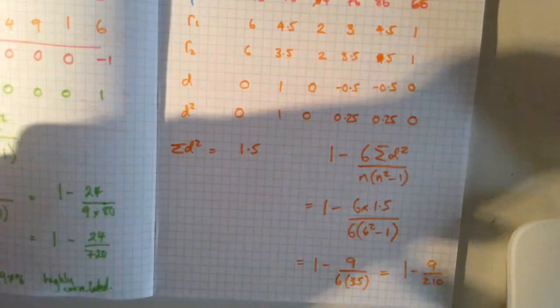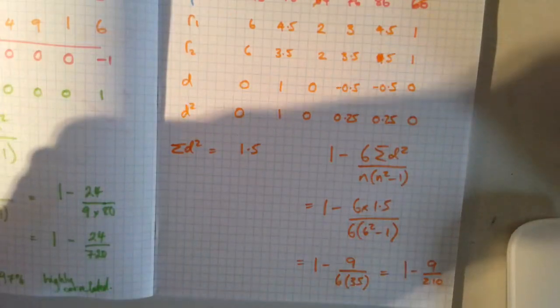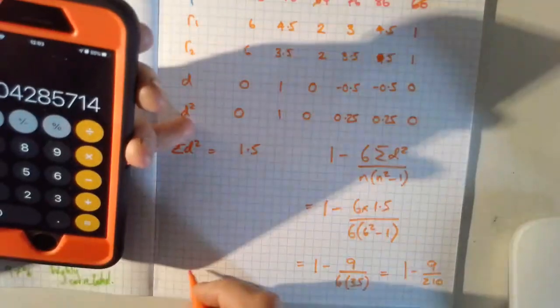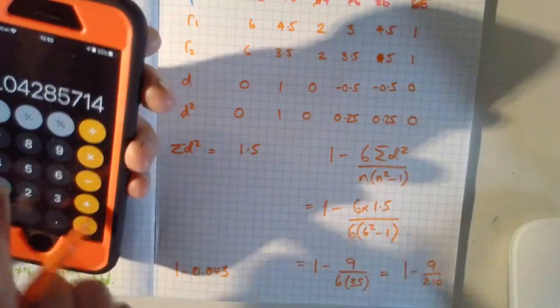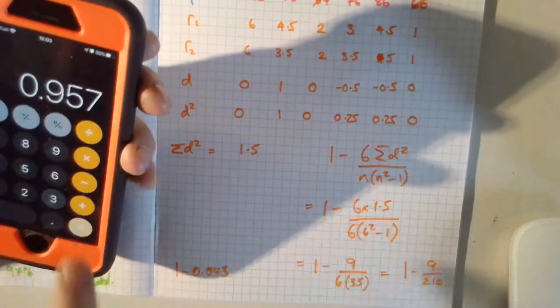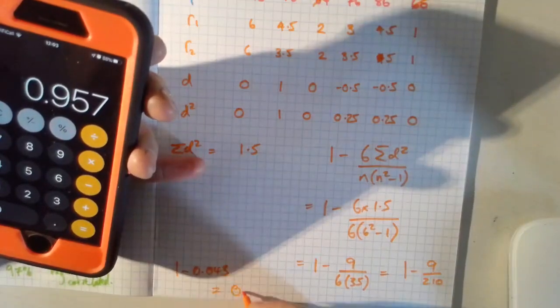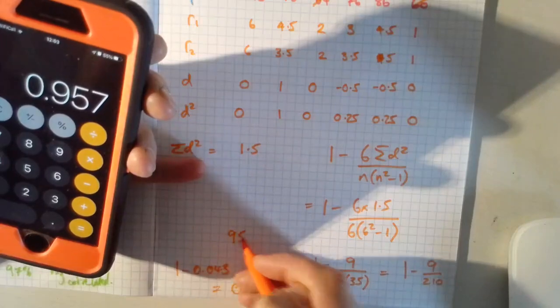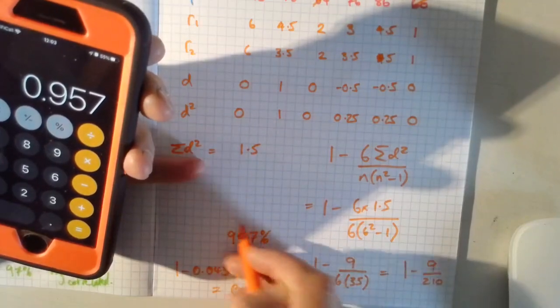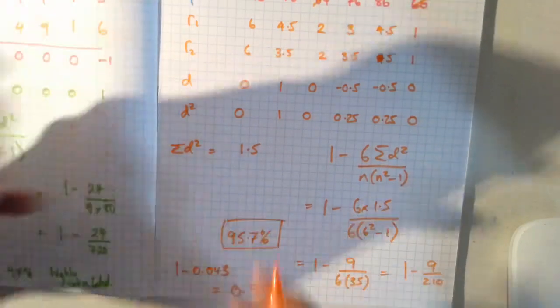So 9 divided by 210 gives us a value of 1 minus 0.043. So 1 minus 0.043 gives us a correlation of 0.957. So we've got a 95.7% correlation. So it's a really strong positive correlation between both pieces. Thank you.